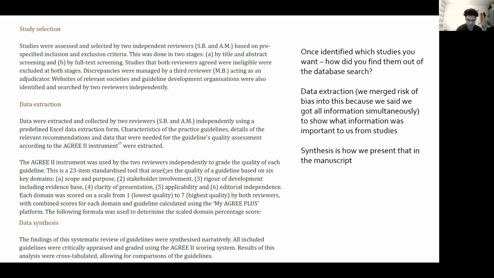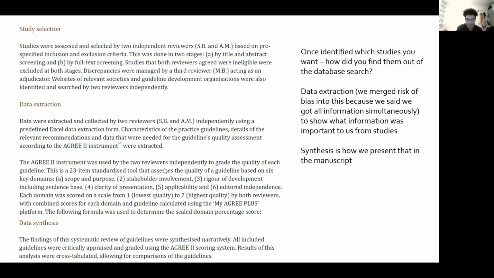Here, data extraction and risk of bias, kind of like in my lecture, are merged together, but that was purely out of coincidence because we got the data for the data extraction and we did the assessment at the same time, so it's fine. But yeah, so essentially we reported same as usual. Two reviewers do this on a predefined Excel spreadsheet. We tell you what we've picked out.